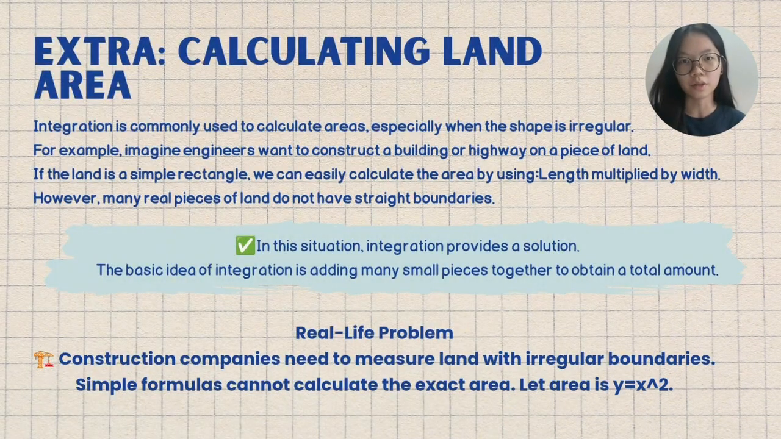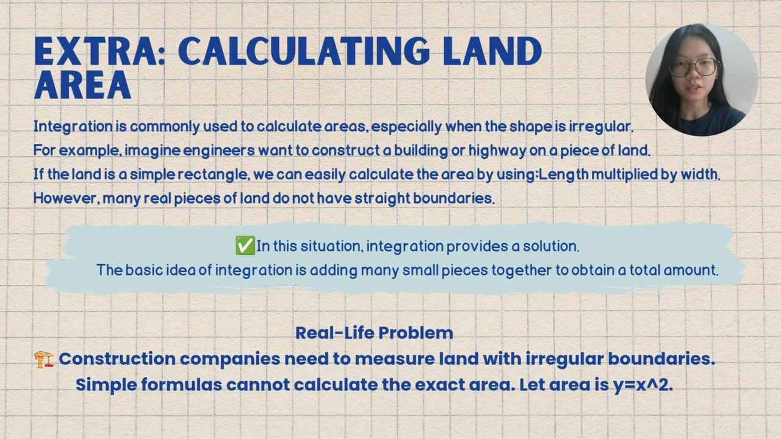Now, let us look at another application of integration. Integration is commonly used to calculate area, especially when the shape is irregular. For example, imagine engineers want to construct a building or highway on a piece of land. If the land is a simple rectangle, we can easily calculate the area by multiplying length by width. However, many real pieces of land do not have straight boundaries. They may contain curves, slopes, and uneven shapes.